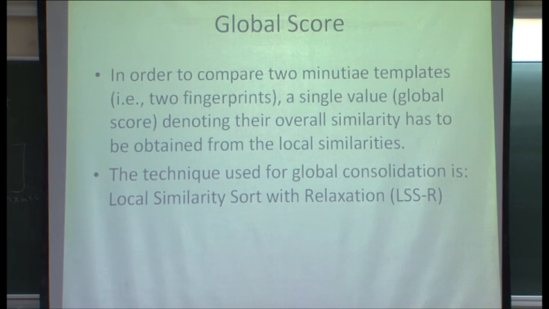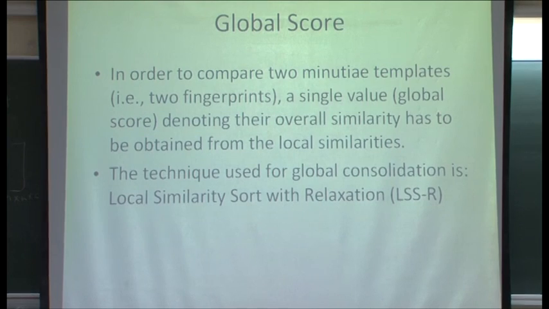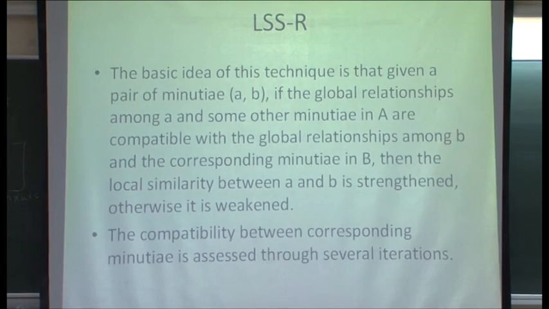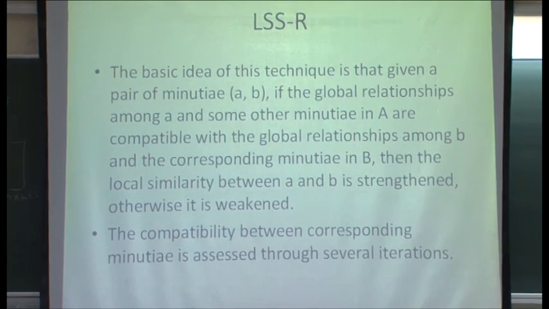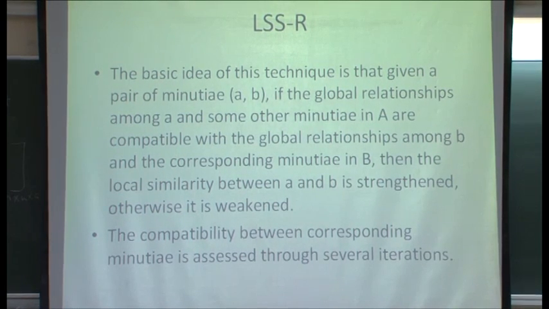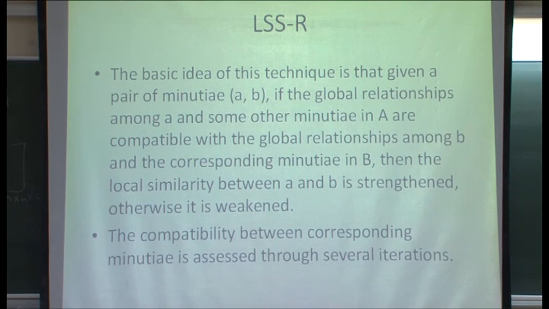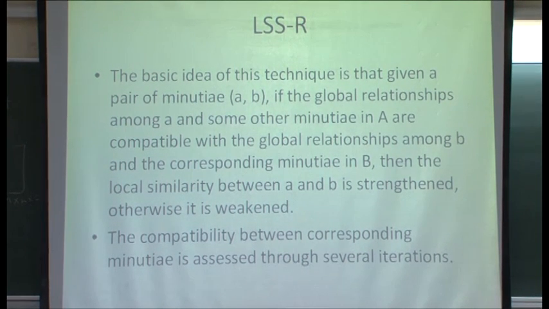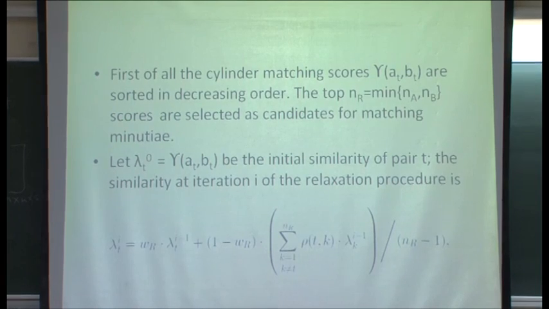Finally, we'll consolidate it into a global score. The technique used will be local similarity sort with relaxation. The basic idea of this technique is that given a pair of minutia A and B, if the relationship between A and some other minutia in A is compatible with the relationship between B and the corresponding minutia in B, then the relationship between A and B is strengthened, otherwise it is weakened. This algorithm basically describes the same thing.